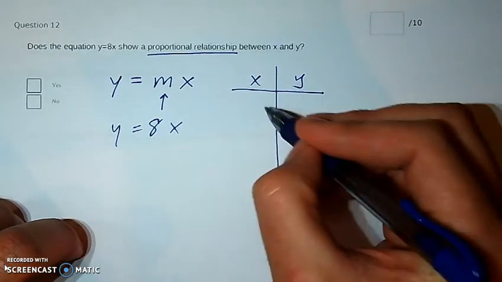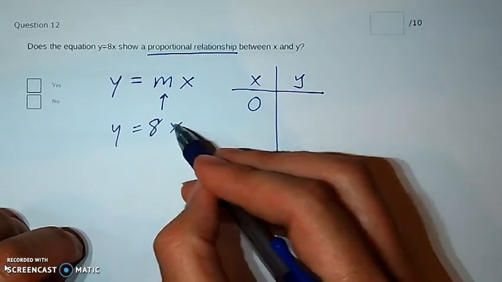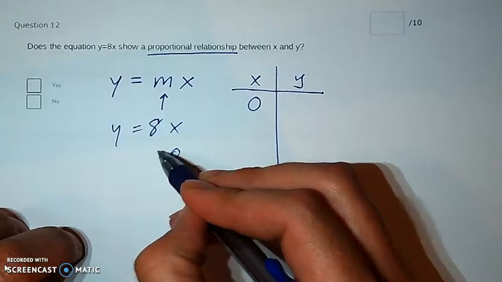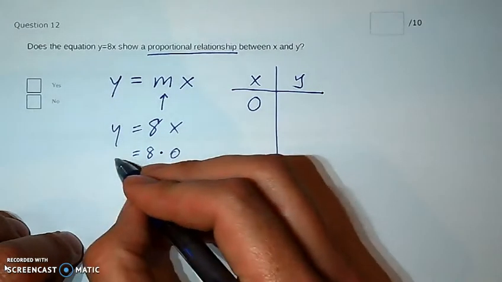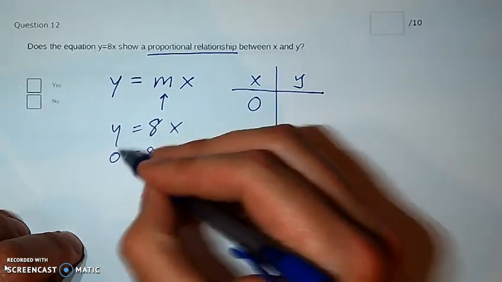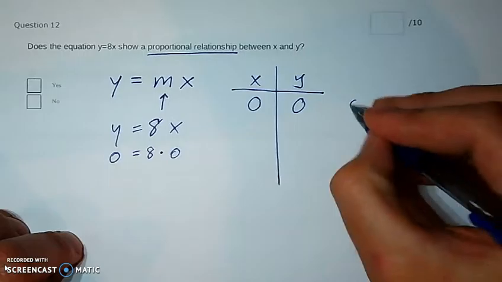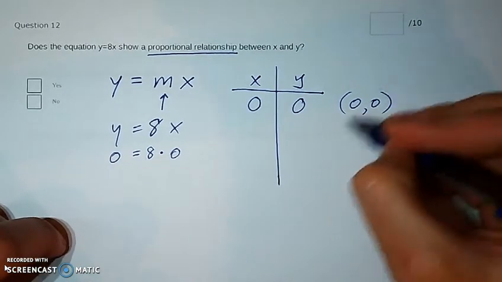So you can say, well, I can make a table. What if x is 0? If x is 0, you put a 0 in for x. 0 times 8 will give you what y equals. Well, what's 0 times 8? That's 0, right? So if x is 0, then y is also 0. Guess what? That's 0, comma 0. That's your first coordinate. That's running through the origin, isn't it?